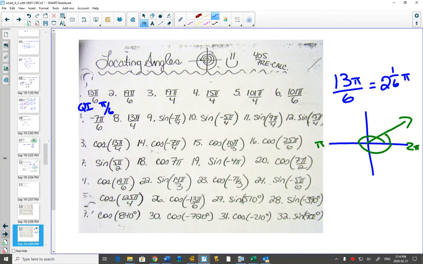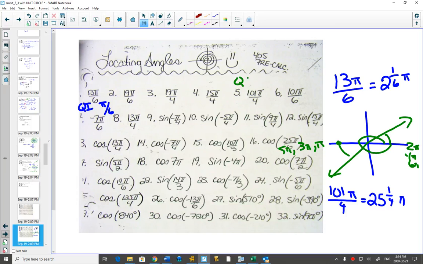We'll do a bigger one, like number 5. Let's do 5 together. 101 pi over 4 as a mixed fraction? 25 and 1 quarter pi. Now, I'm not going to draw all 25 circles because you're going to get yourself dizzy. Have you noticed a pattern that there are odd numbers here and even numbers here? So if I was going 25 pi in the positive direction, I would end here. And I would still need to go 1 quarter more, would end in quadrant 3.